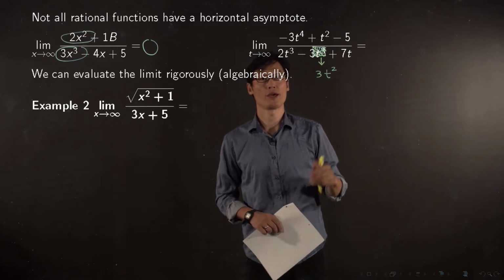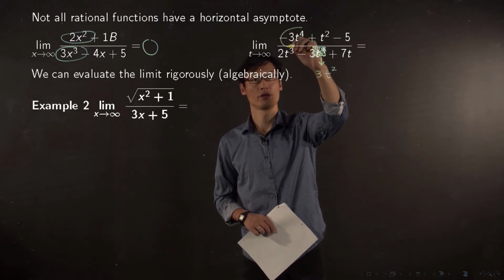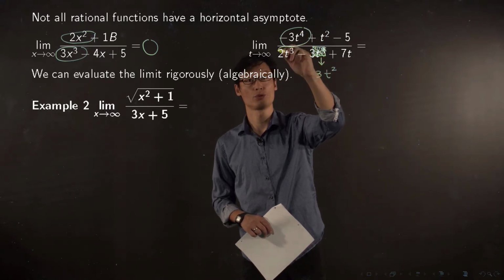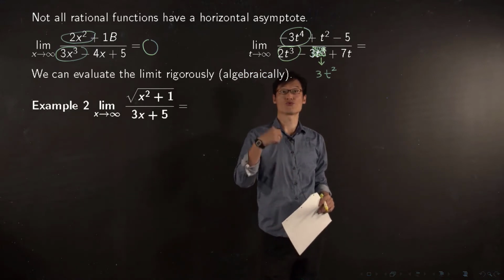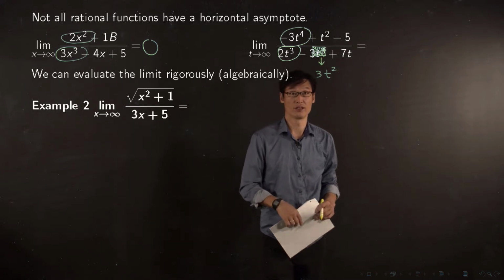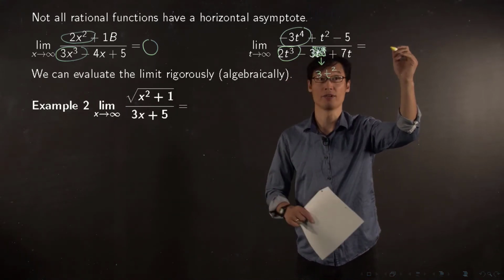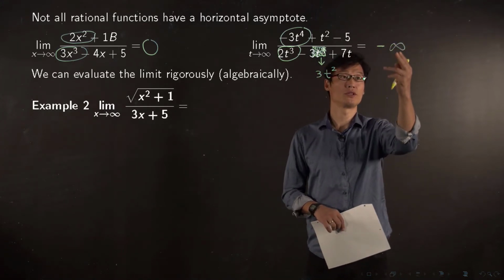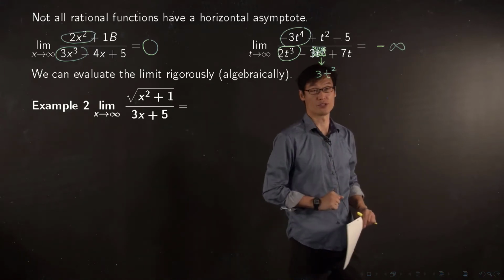So basically we have leading terms, negative 3t to the fourth, and then 2t cubed. So the numerator grows faster than the denominator. So as x tends to infinity, this is basically unbounded, but the sign is negative, so it's negative infinity. So now that this is not a finite number, this function has no horizontal asymptote.